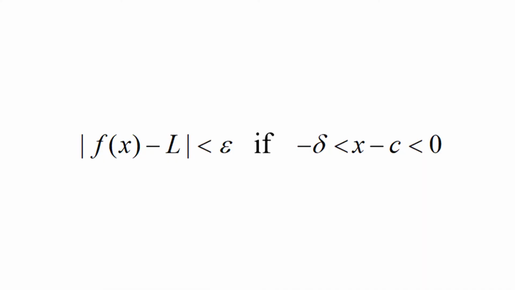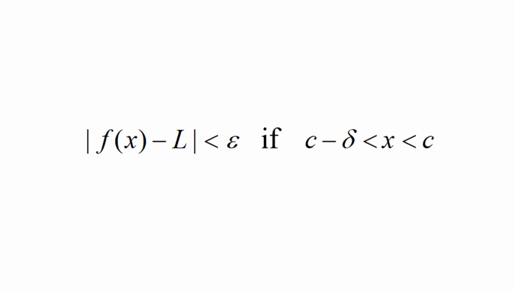If for every number epsilon > 0, there exists a corresponding number delta > 0 such that |f(x) - L| < epsilon if -delta < x - c < 0. Equivalently, if for every number epsilon > 0, there exists a corresponding number delta > 0 such that |f(x) - L| < epsilon if c - delta < x < c.